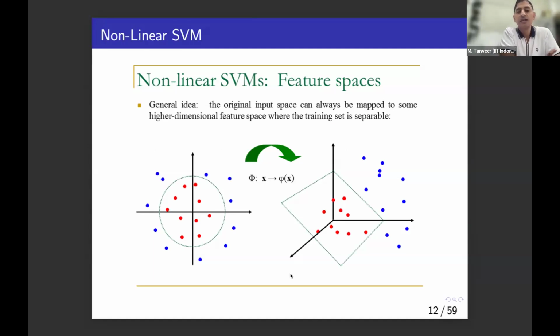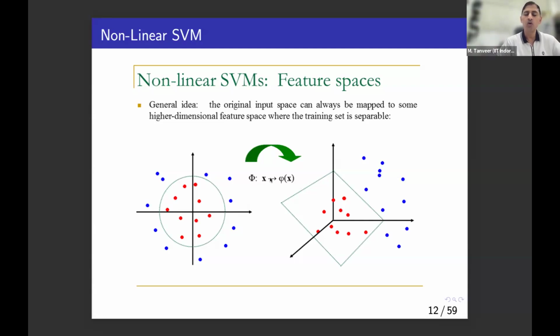The basic idea is that we transform this left side data with a map phi from lower dimension to high dimensional space. Or we can say that the original input space can always be mapped into some high dimensional space such that the data is linearly separable in some dimension. So how do we do that? We have a map phi from Rn to Rm, where m is greater than n.